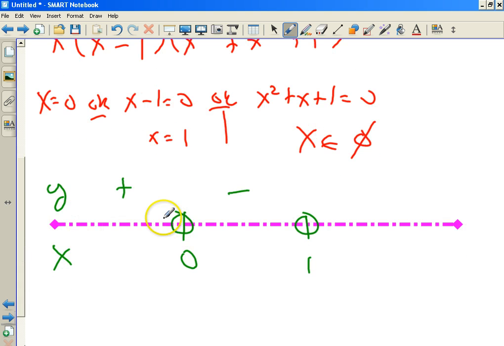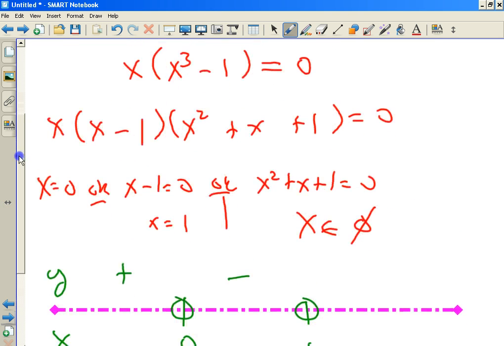So less than 0, right? How about more than 0? Pick something out here. 2? Okay. 2. All right, so 2 is positive. What's 2 cubed minus 1? 8. 8 minus 1? 7. So positive times a positive is a positive.